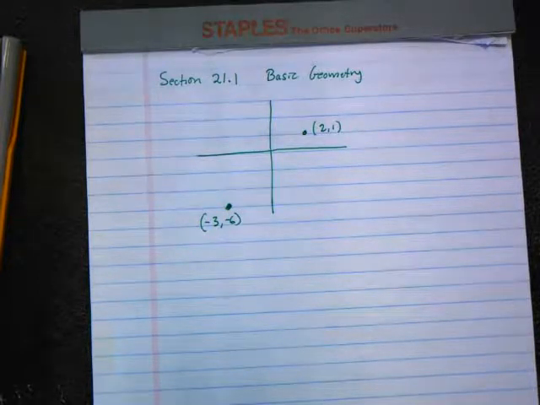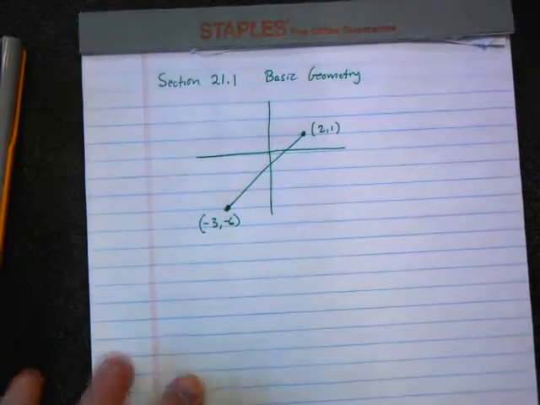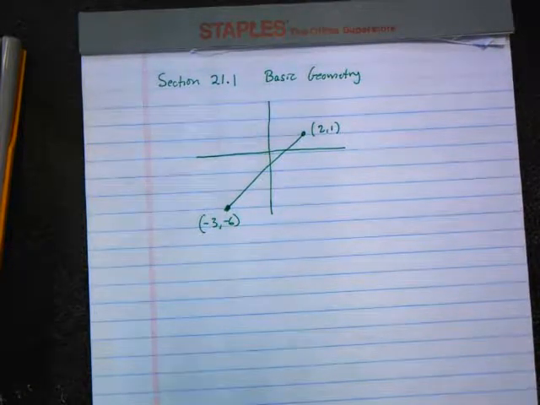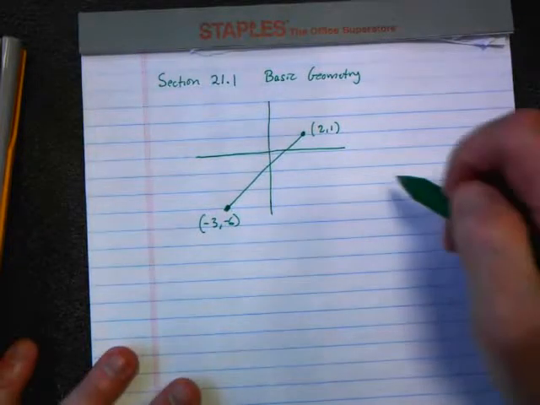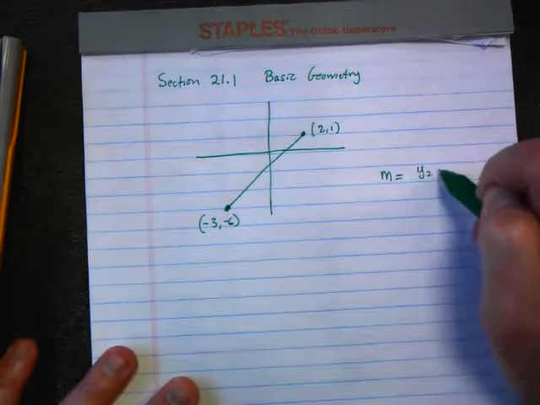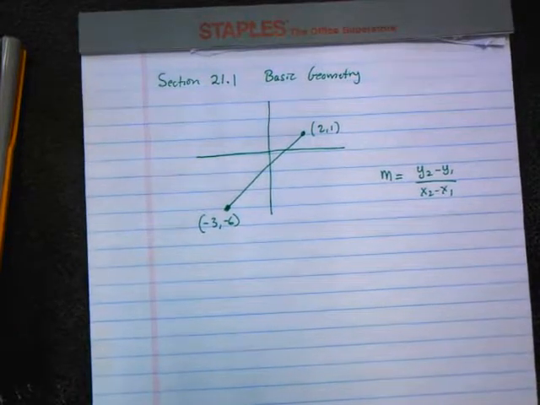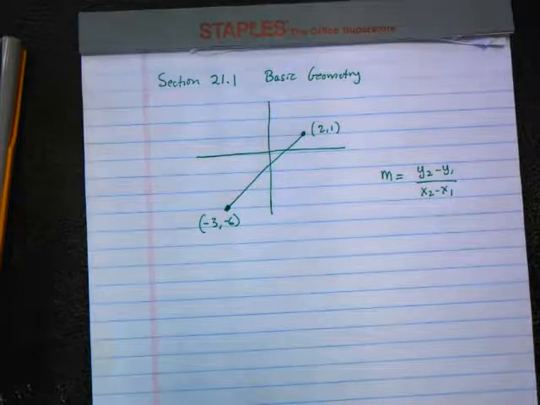So what sort of things do you know about straight lines? They're straight. They have a slope. All right, so if I connect these two dots, I get a line. And whenever we have a line, one of the things we always talk about is the slope. So how do you find the slope of a line? It's the rise over the run. That's correct. If you have 2 points, we usually use this little formula: y2 minus y1 over x2 minus x1.